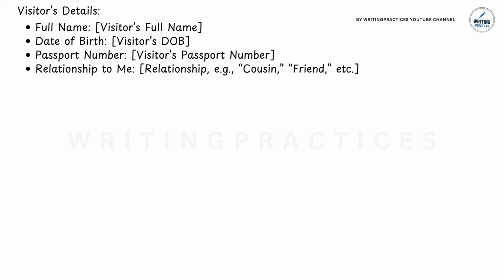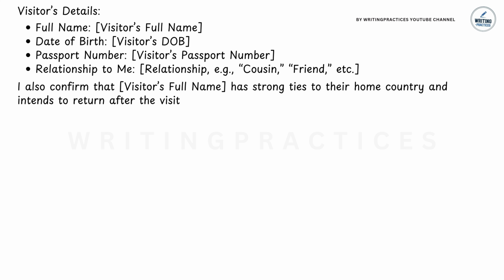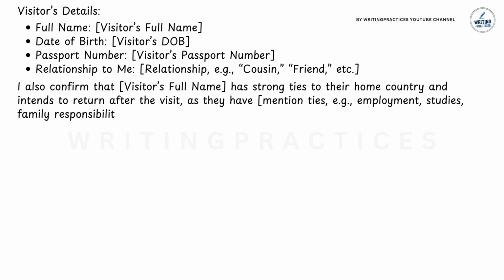10. Assurance of visitor's intentions. Express confidence that the visitor intends to return to their home country after the visit, highlighting any ties they have that would compel their return, such as employment, studies, or family responsibilities. This is vital in addressing concerns about potential overstay. For example, I also confirm that Jane has strong ties to her home country and intends to return after the visit, as she is employed as a marketing manager at XYZ Corporation in London and has family responsibilities awaiting her return.